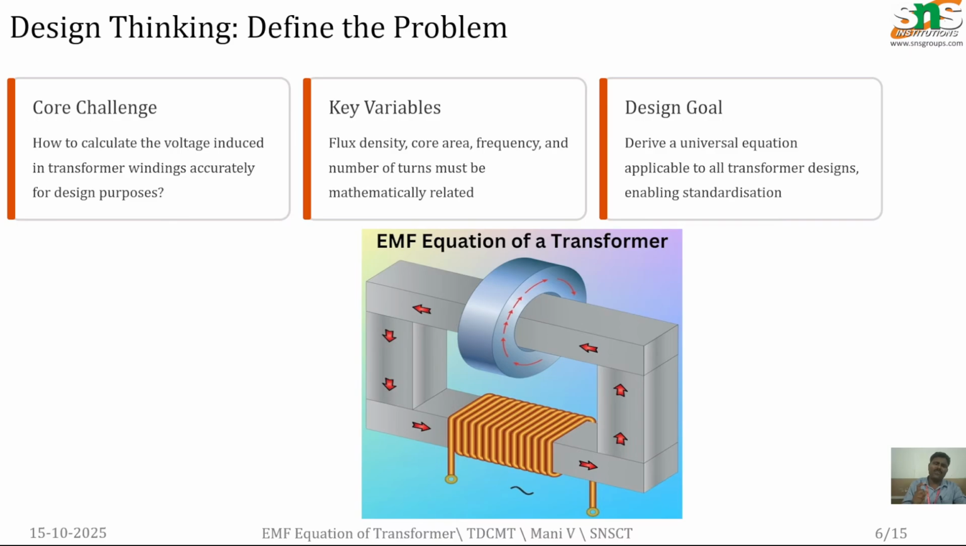What about the flux density which is produced, and what is the area of the transformer core? What is the supply frequency we are maintaining in the transformer core, and how do we relate the output with respect to the number of turns in the primary and secondary winding? These are some of the points in the define stage.